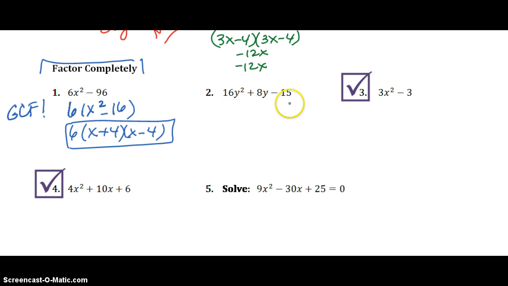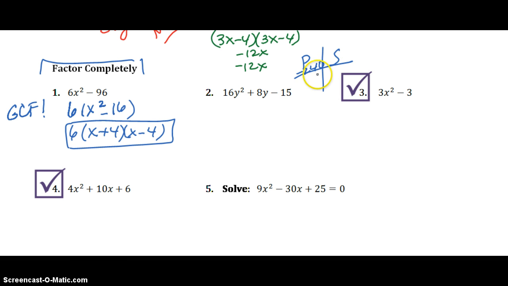16, 8, and 15. They do not have a greatest common factor, so I have to go old school. They're not a difference of squares because there's more than 2 terms. It is not a perfect square trinomial because 15 is not a perfect square. So that means I have to go to product sum. And 16 times 15, it's actually a negative, is negative 240.